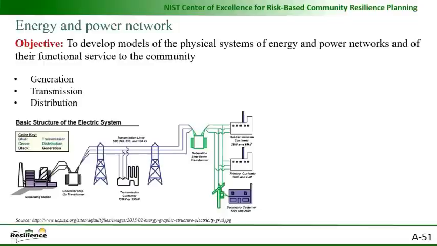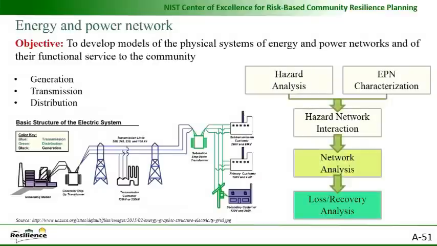Power is carried through wires, either on poles or in many areas underground. The main steps in the EPN performance analysis are 1. Hazard analysis, 2. EPN characterization, 3. Hazard network interaction, how the network interacts with the hazard, for example, the intersection of a tornado path and the EPN layout and the wind pressure on the components. 4. Network analysis comprising component, connectivity, and power flow analysis. And finally, 5. Loss analysis, converting the damage into actual loss and recovery times using the loss recovery functions.